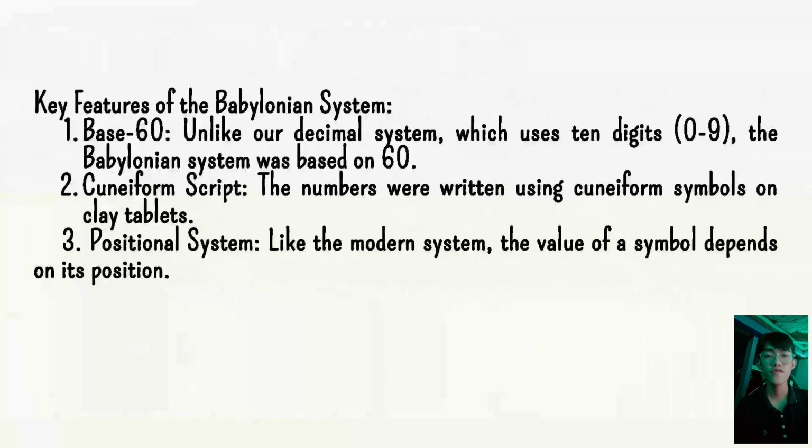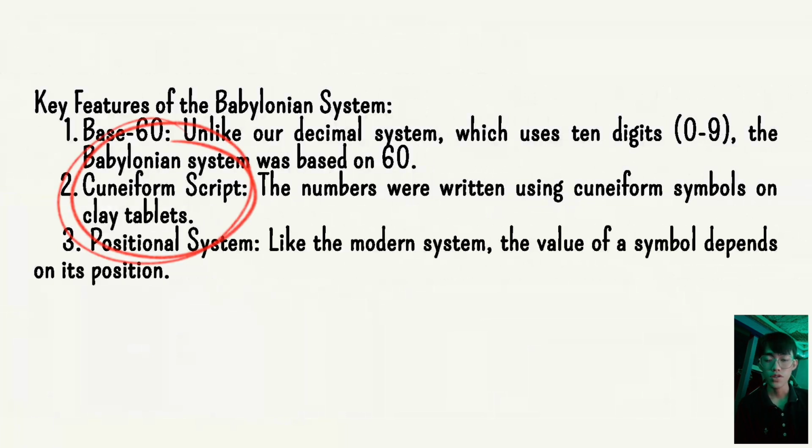So what are the key features that we need to know of the Babylonian system? First, it uses base 60, which is different from our modern system that uses the 10 digits 0 to 9.